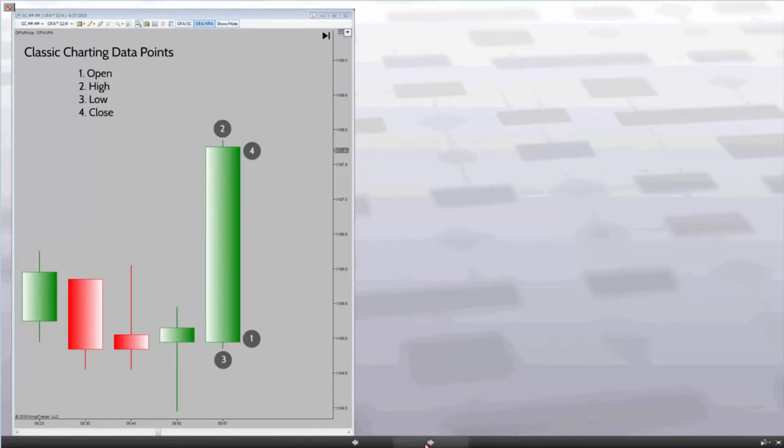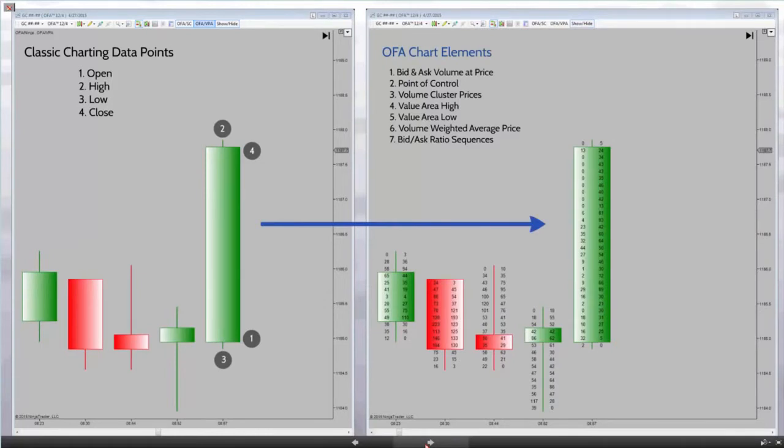So at OFA, we see charts differently. We toggle them open and reveal what really makes the market tick. Volume. My position for the last decade has been this: if you're trading from a chart made up of only open, high, low, and close data, you might as well be driving a car with a blindfold on. We don't trade from just 4 data points.